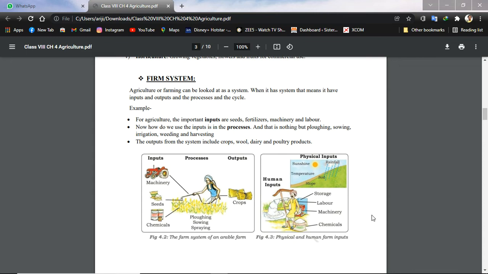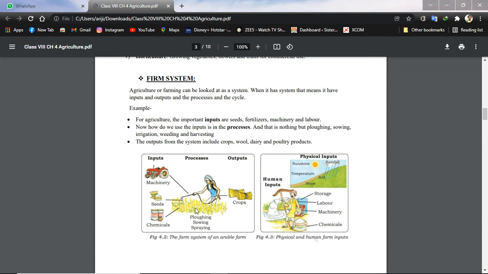One is input, one is processes, and number three is output. At the input, always remember the four things that are very important: the seeds, the fertilizer, the machinery, and the labor. These are the inputs, and then we put in these four things and go to the processes. In the processes, the inputs are processed, and there is nothing but ploughing, sowing, irrigation, weeding, and harvesting. These are the processes.